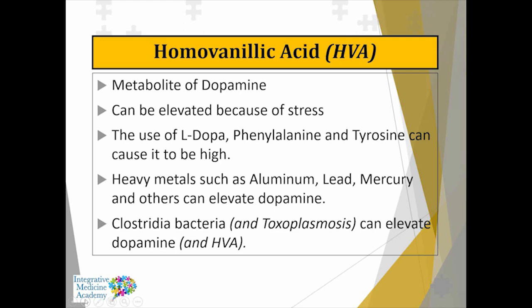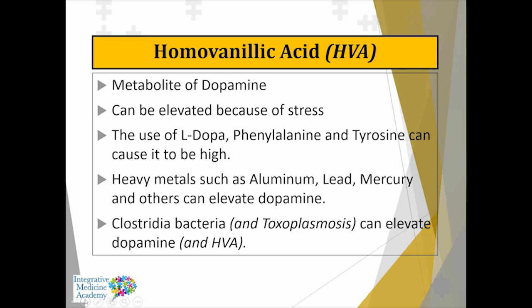The use of amino acids, phenylalanine and tyrosine, can also cause it to be high. Even certain heavy metals, lead toxicity, mercury, aluminum, and others can elevate dopamine. It's thought that perhaps they're causing damage in the nerve cell that's increasing the release of stored dopamine. And then the classic is Clostridia bacteria can elevate dopamine levels.